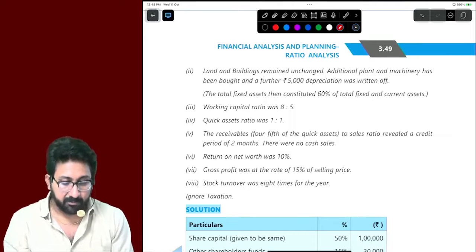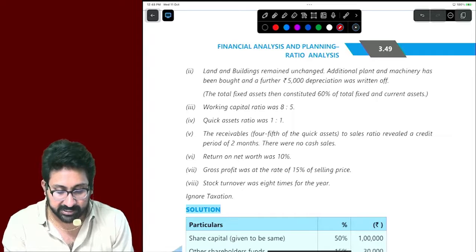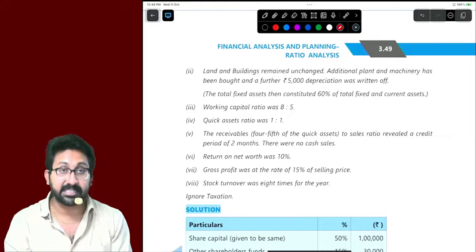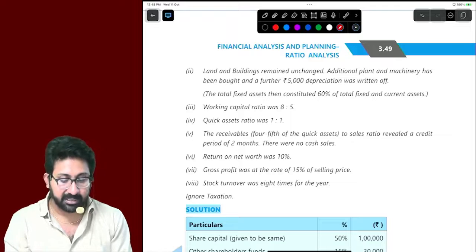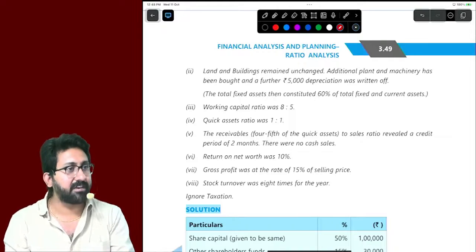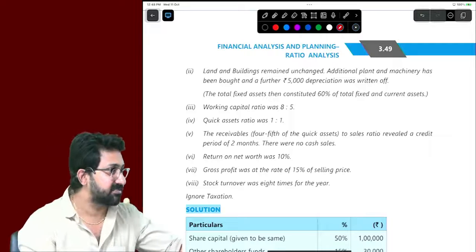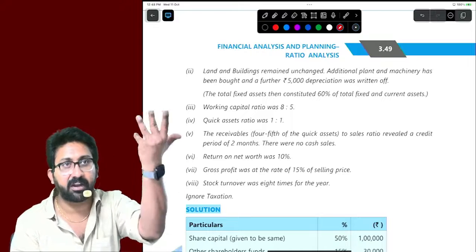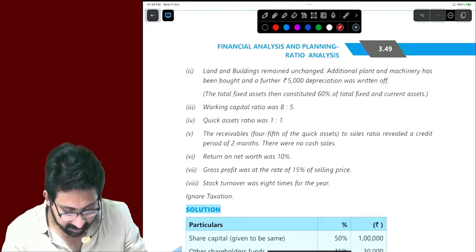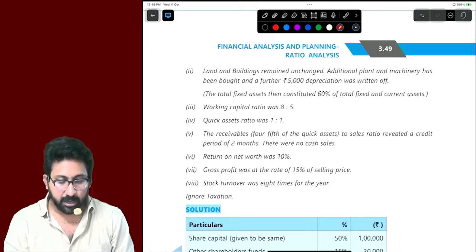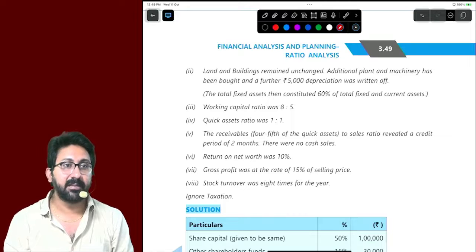Receivables. 4/5 of the quick assets to the sales ratio revealed a credit period of 2 months. There were no cash sales. Return on net worth is 10%. What do you mean return on net worth? Return on equity. Just now we have written 15-20 minutes back we have written, again you are forgetting. Return on net worth also called as what? Return on equity. 10%. Gross profit was at the rate of 15% of the selling price.